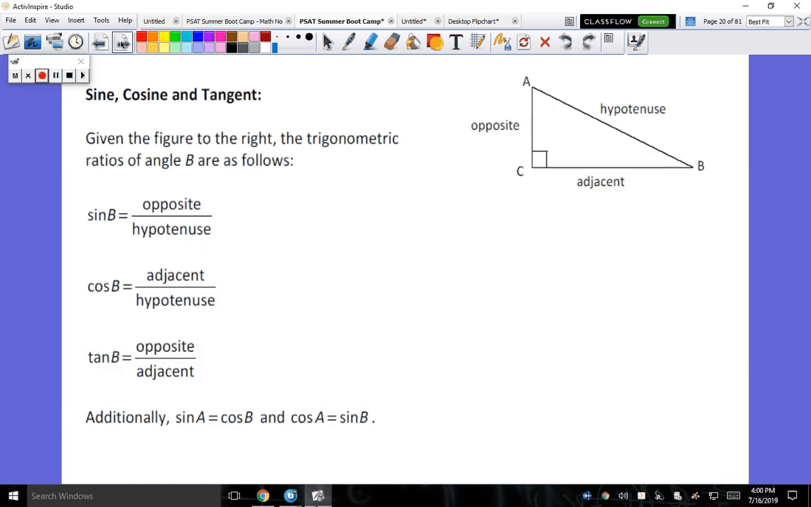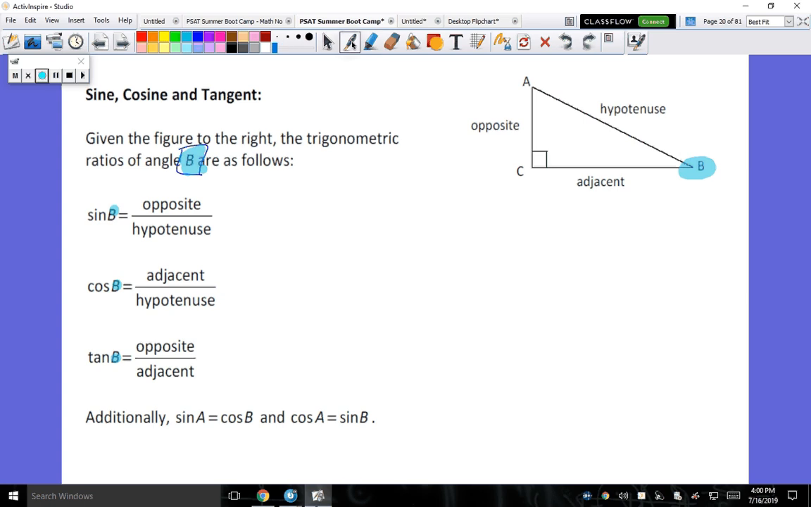Okay? Alright. Sine, cosine, and tangent. Given the figure to the right, the trigonometric ratios of the angles B are as follows. If you are sitting right here at B, this is correct. You with me?